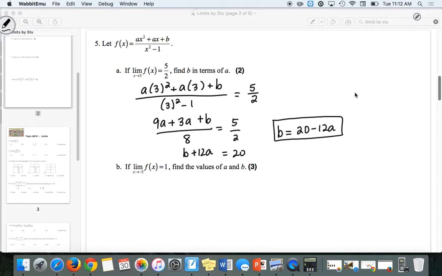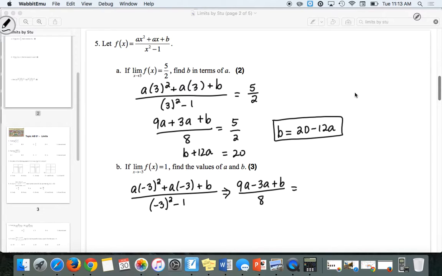Now part B, you're actually going to use part A, and I think he probably should have been a little bit more clear. So we're finding the values of A and B, and in order to find the values of A and B, we need 2 equations. So if I have the limit as x goes to -3, that means I'm going to have A times -3 squared plus A times -3 plus B all over -3 squared minus 1. So I get 9a minus 3a plus b all over 8. And this time it's equal to 1, right? So I have 9a minus 3a, let me combine those. I get 6a plus b is equal to 8.